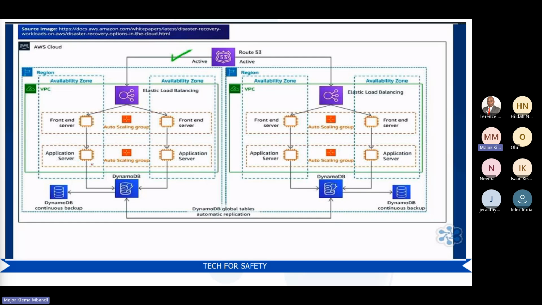Now DynamoDB is able to serve traffic between the two availability zones. And using DynamoDB global tables, data can be replicated automatically to a secondary DynamoDB in a secondary region that is running identical infrastructure, whereby you still have the front-end application running in two availability zones. And then of course, you need to perform DynamoDB continuous backup in each region.